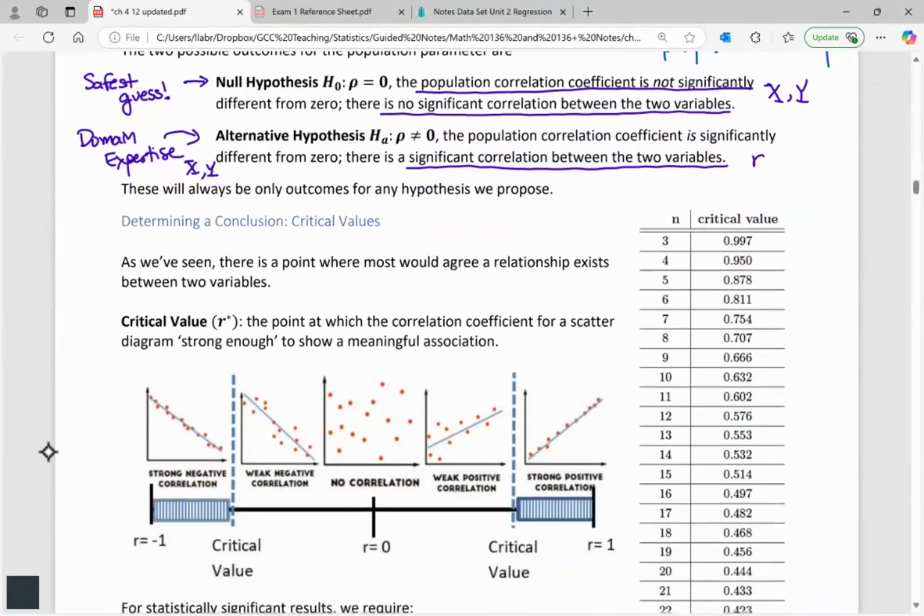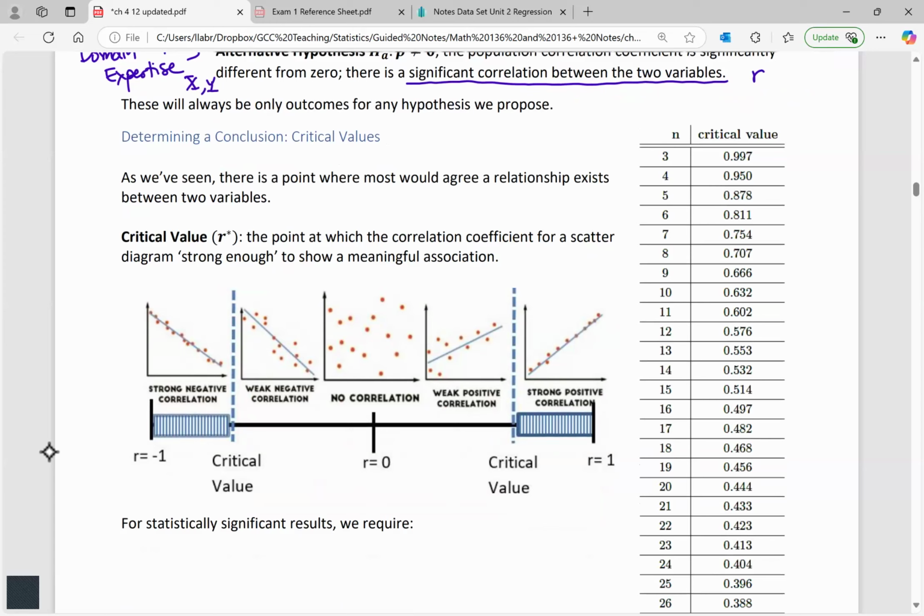So here's the way that we're going to do it. We haven't done hypothesis tests yet. It's going to be something that we revisit later on. And so the way that I'm going to ask you guys to do it is to use this table. Based on the number of points that you have, the number of points actually allow you to determine whether there is a relationship or not.